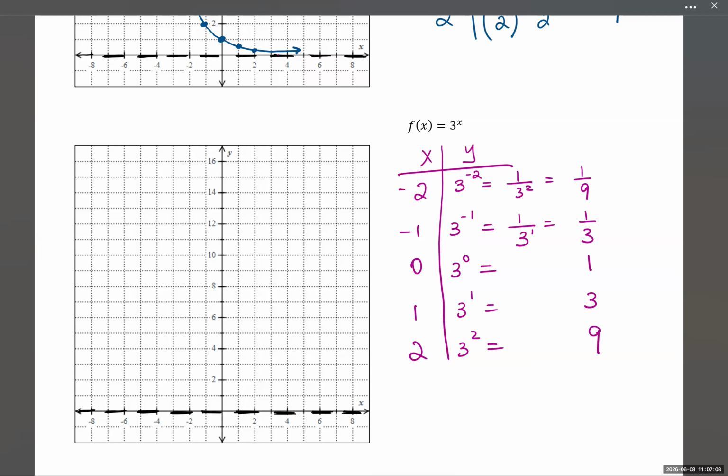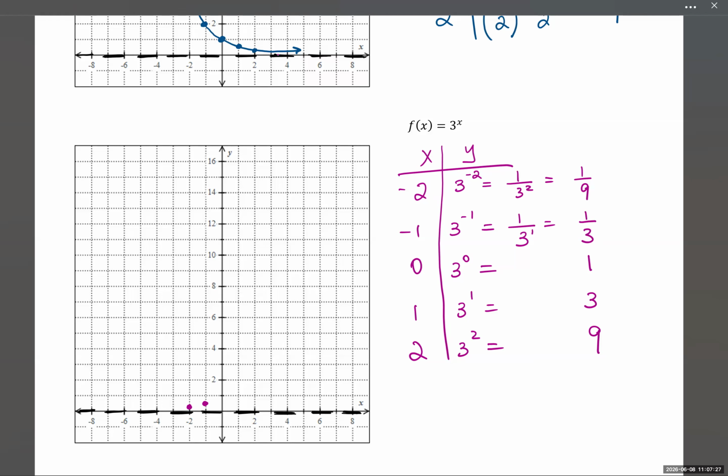All right, let's plot these. -2 on the x and 1 over 9 on the y. That is super close to the x-axis. We'll do our best here. -1 on the x and 1/3 on the y, still pretty close to the x-axis, to our horizontal asymptote.